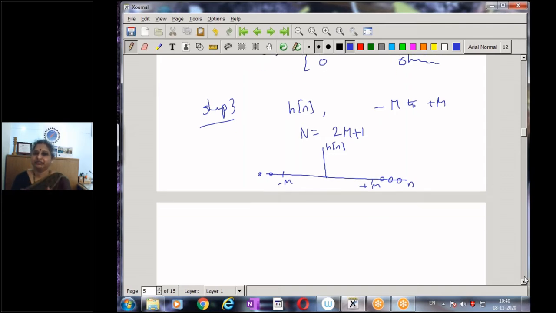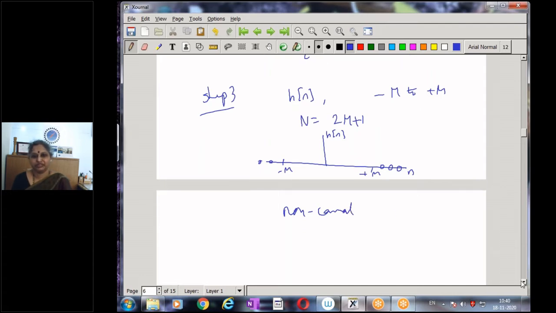And once it is truncated, we will immediately recognize that this design of h of n is actually a non-causal system because we have impulse response being present even for n less than 0. So as the next step, what we shall do is whatever we have designed h of n, we just shift it.